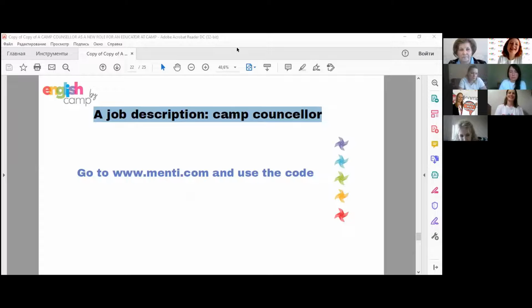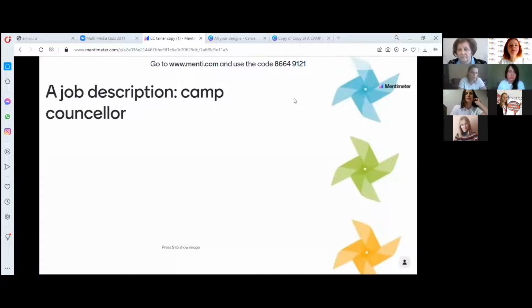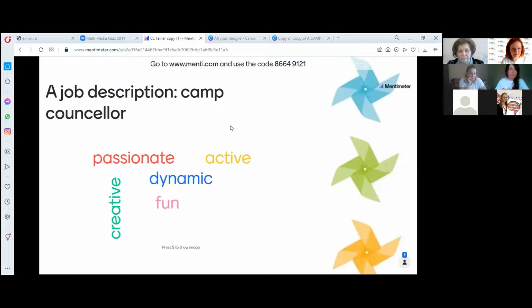I would suggest let's make a word cloud. We have the code. You can go to menti.com and enter 86649121, and make a word cloud, a job description, camp counselor. Just imagine you find an advertisement on the internet. What ideas came to your mind about a job description of a camp counselor? Passionate, active, dynamic, fun, creative.